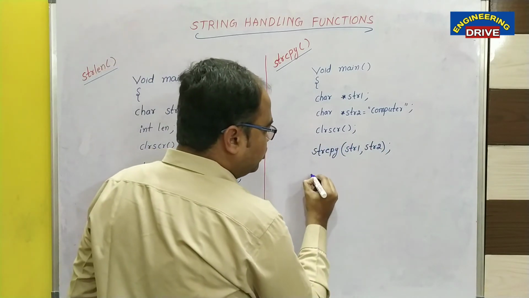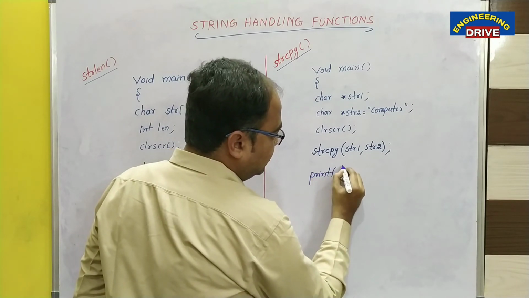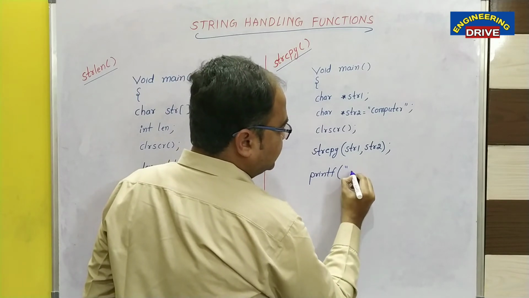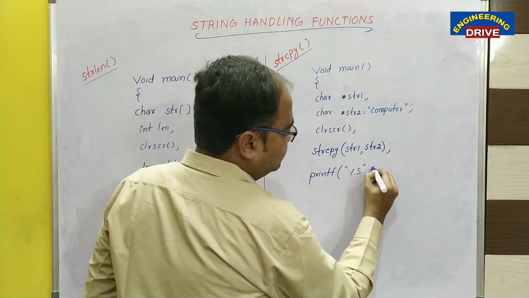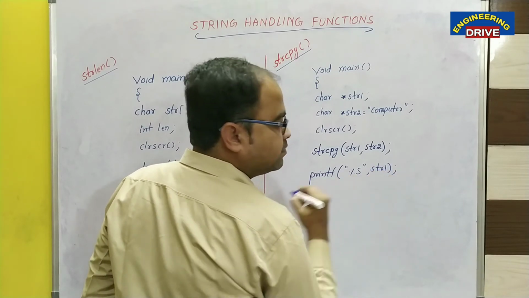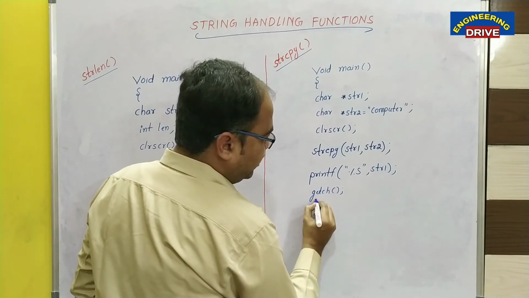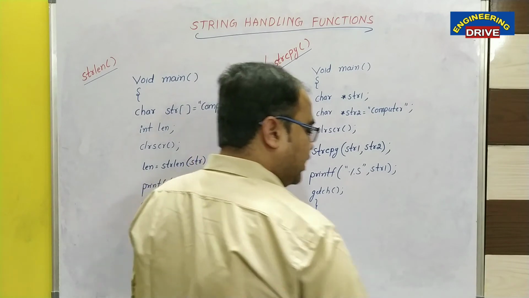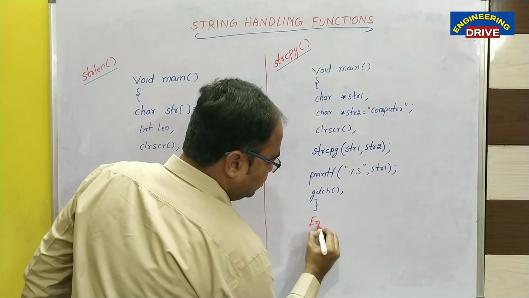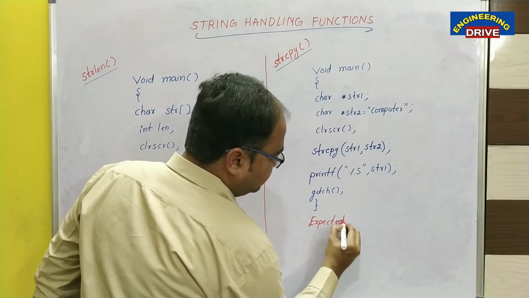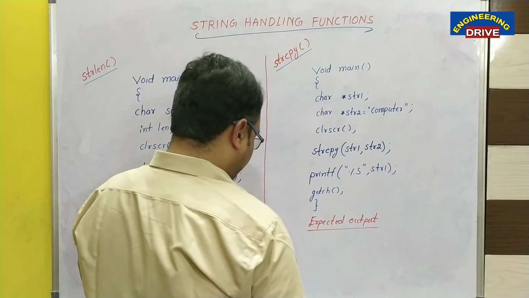So finally what we need to do, we can make use of the printf function or puts function to display the result. Printf, double quotations, %s to display the string, comma, str1. Okay, getch, and our program is closed. Now what is the expected output of this program? Let us write. So the expected output is, what is the expected output?